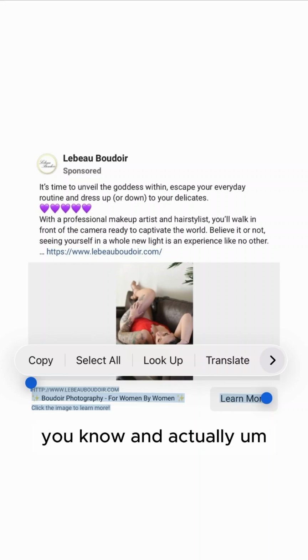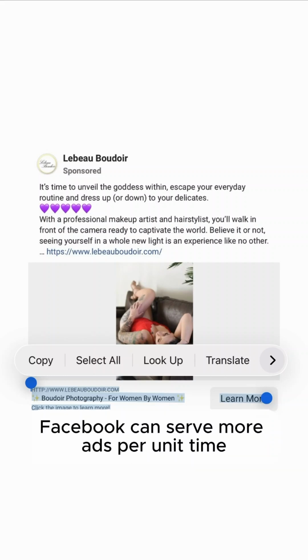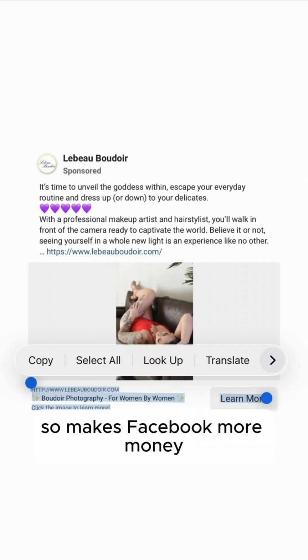and actually for Facebook, the more women that scroll by our ads per unit time, Facebook can serve more ads per unit time, so it makes Facebook more money. So it's a really, really big mistake.